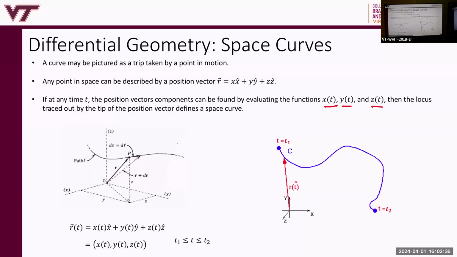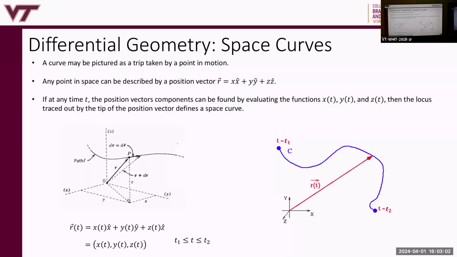So now what we do is we take this position vector and we make each of these components a function of some parameter. So now they become functions instead of constants that define a point. If we can evaluate these three components using these three functions, x of t, y of t, and z of t, then the locus traced out by the tip of the position vector defines a space curve. And there's an animation of that here.